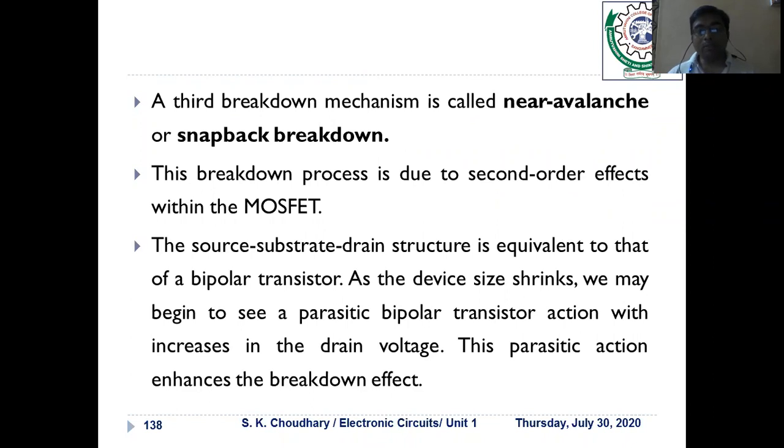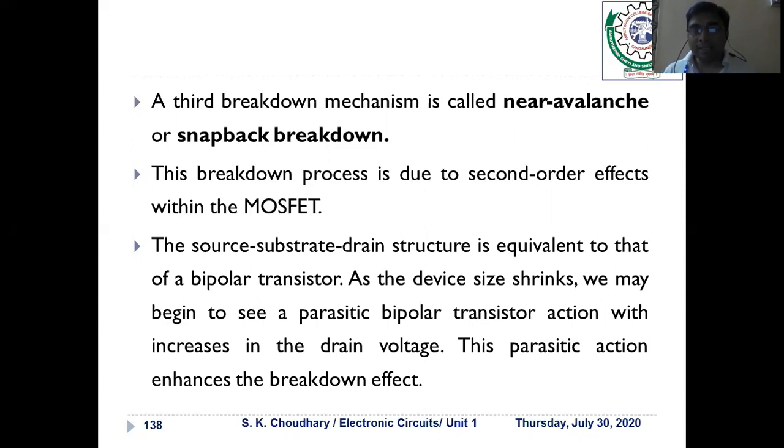Consider the source substrate drain structure. It is one kind of PN junction, just like a bipolar transistor. A bipolar transistor is either NPN or PNP. The source is N, the substrate is P, and the drain is again N. So you can consider it as an NPN bipolar structure.